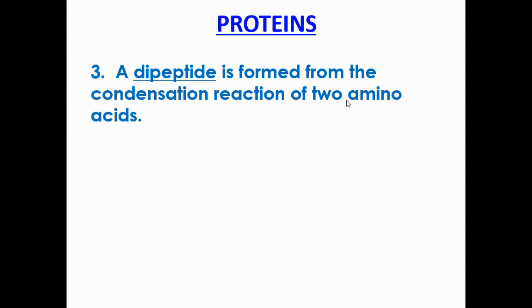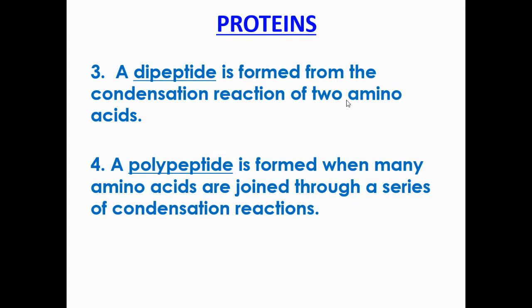A dipeptide is formed from the condensation reaction of 2 amino acids. Condensation reactions are going to be adding things together. So the prefix di means 2. That's how this makes sense here. 2 amino acids give us a dipeptide.